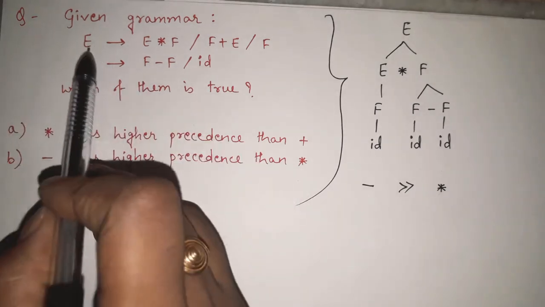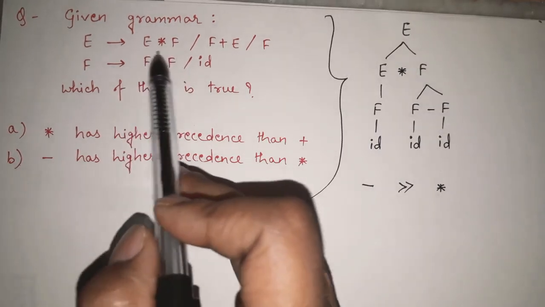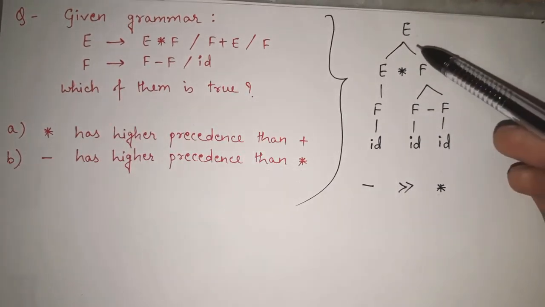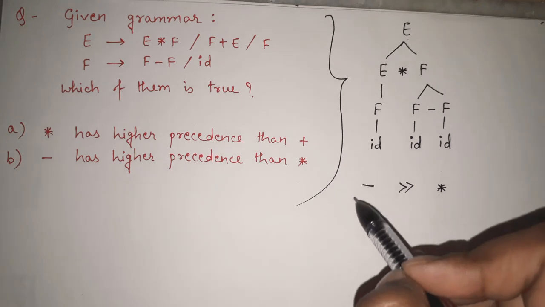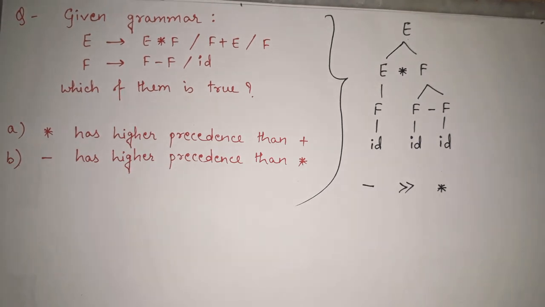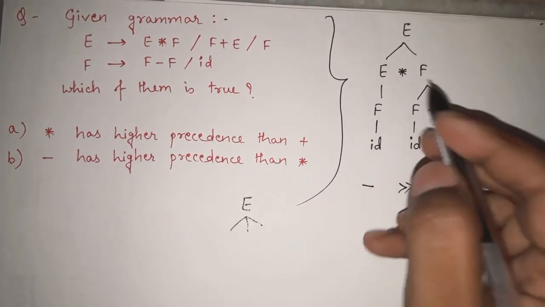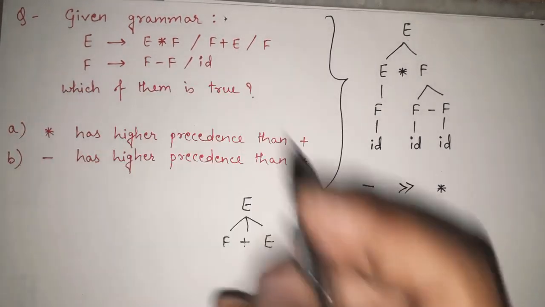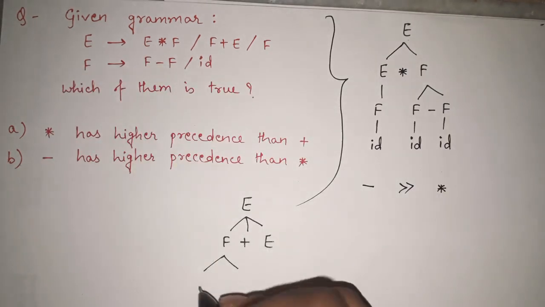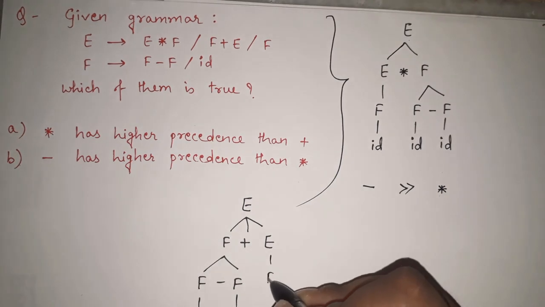So what we will do here: E has mainly 2 productions. We have used E gives F also, but mainly 2 productions, E star F and F plus E. In this tree, I started with E star F. Now let me start with the second one and verify the answer we already got. So E gives F plus E. Now again F gives F minus F, there is only one option, we cannot take anything else. F minus F, F gives ID. Then again E gives F, and F gives ID.